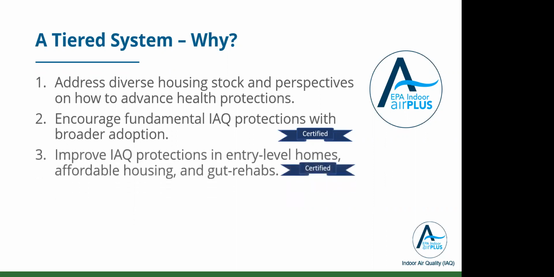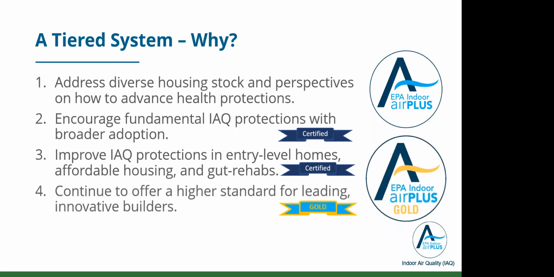So third, we want to see health protections advanced for everyone, not just those of us who have the ability to invest in a sophisticated IAQ system or new technologies. We want to see IAQ improvements for those who really need it most, those who are negatively impacted by the cost of healthcare or an asthma attack or returning trips to the ER. And then to make more of an impact for those individuals, we feel we need to better address entry-level market rate homes, as well as the affordable housing sector and gut rehabilitations in a better way than we have in the past. Nonetheless, we still want to create opportunities for those leading innovative builders.